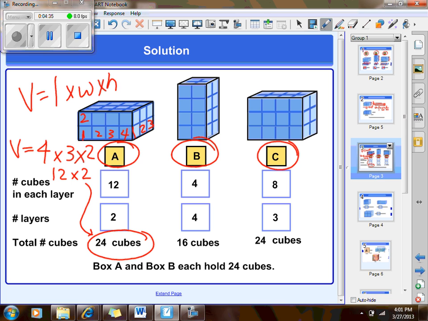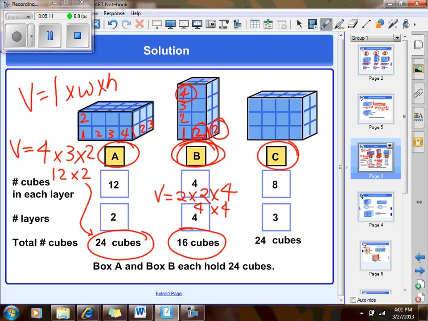I can do the same with prism B. My length is 1, 2. My width, 1, 2. My height, 1, 2, 3, 4. So my volume equals 2 times 2 times 4. 2 times 2 is 4, times 4 is 16 cubes.